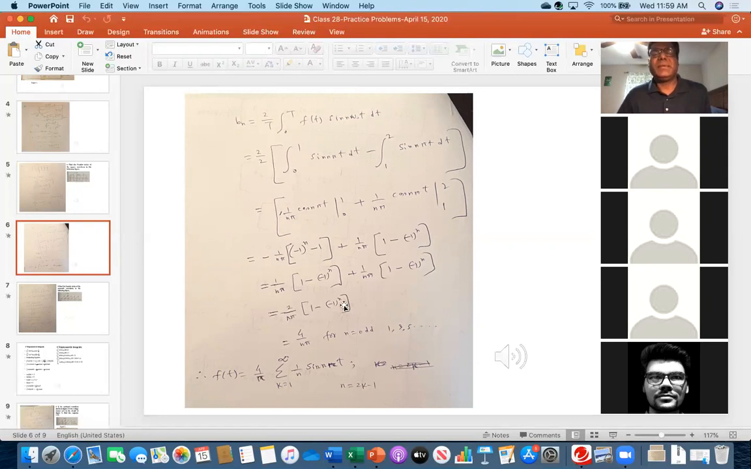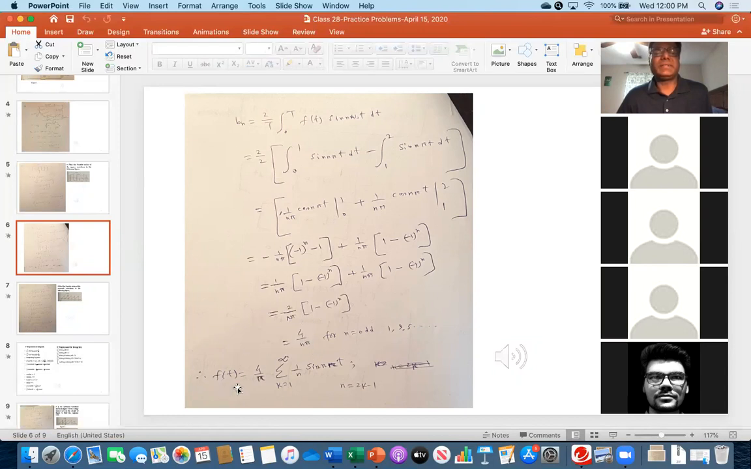And now n values could be 1, 3, 5 or 0, 2, 4. So for even values of n, you will always be getting +1, so it will be 0. But if you choose n odd, like 1, 3, 5, then you will be getting minus, so minus minus will be plus. So you will be getting 2 here. So 2 times 2 is 4, so 4 over n pi. This means for this function, a naught was 0, an was 0, but bn has 4 over n pi.